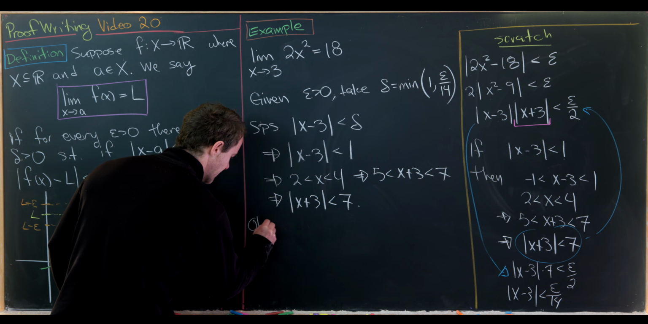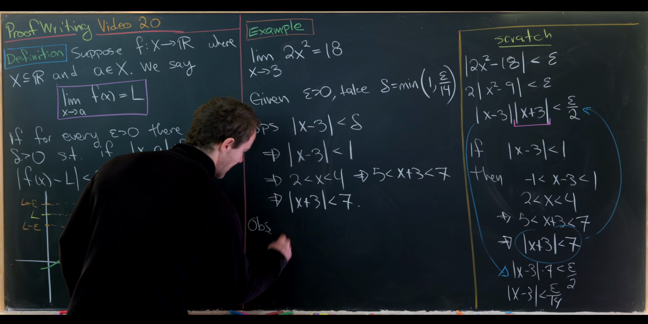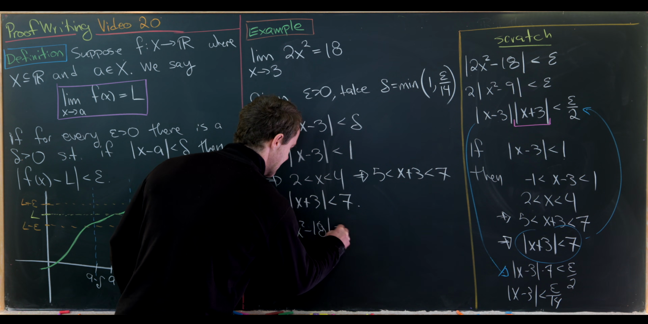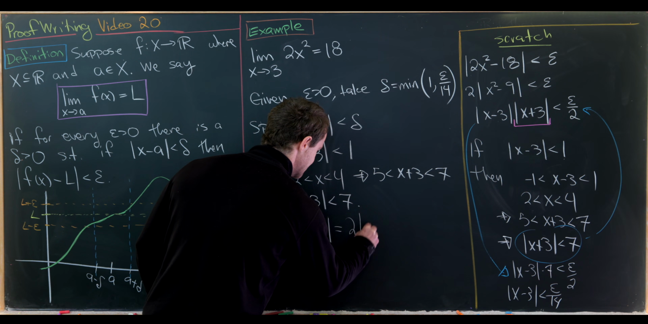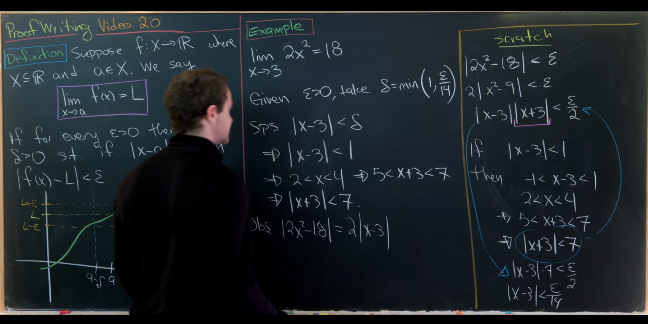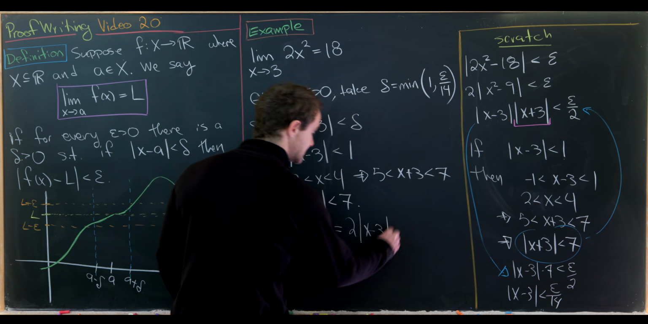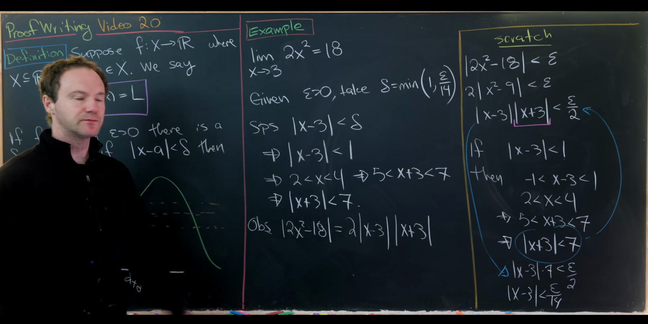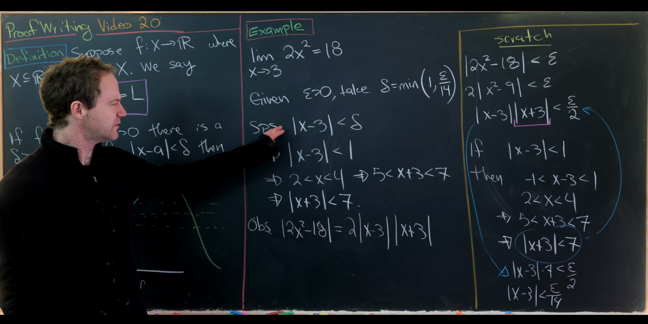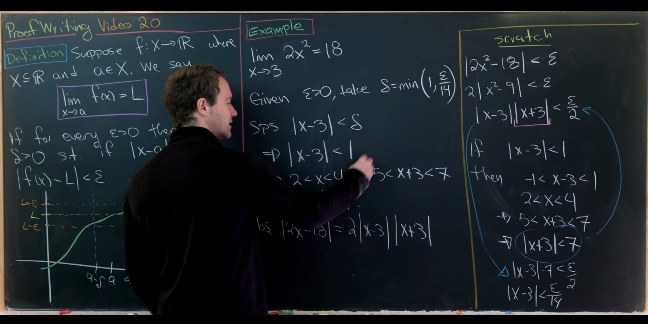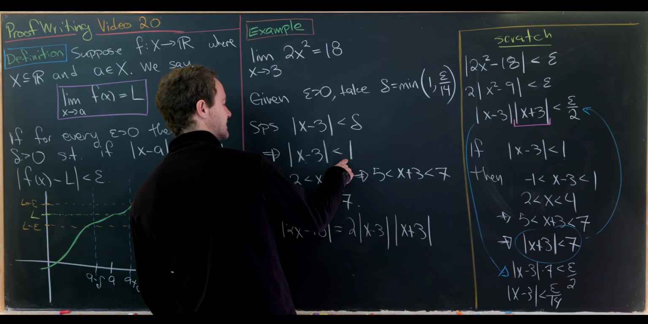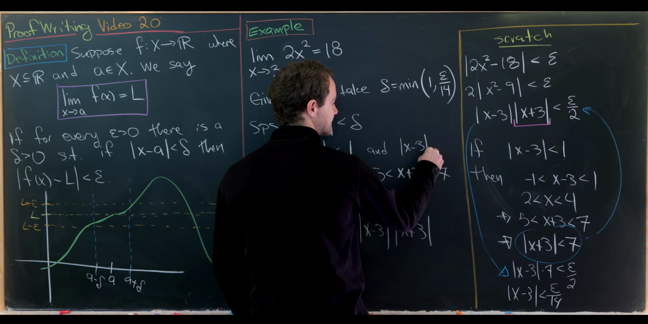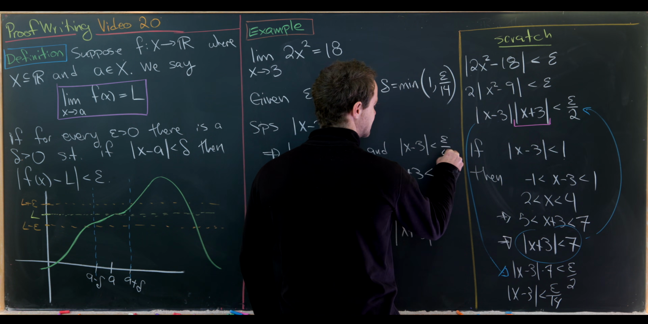So let's maybe put observe or something like that, that the absolute value of 2x squared minus 18 is the same thing as 2 times the absolute value of x minus 3, and then times the absolute value of x plus 3. But now we can put in our inequality right here. And maybe we should change what we have up here to say, notice that the absolute value of x minus 3 is less than 1 and the absolute value of x minus 3 is less than epsilon over 14.